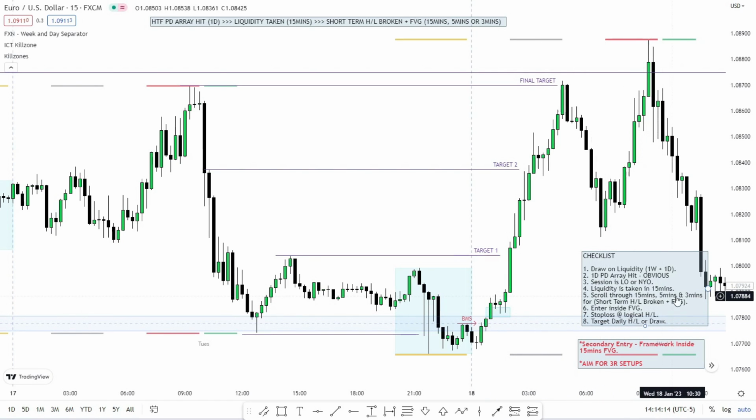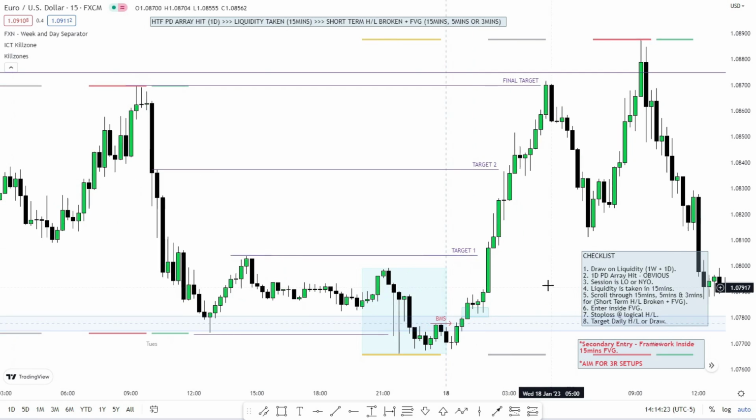Scroll through 15, 5 and 3 minutes. What are you looking for? Short-term high or low broken plus fair value gap being left open. Even in the 15 minutes, you will find a short-term high. The market actually took out liquidity, then it created this short-term high, then started dropping, then took it out, leaving an imbalance. That is it. That is your setup.